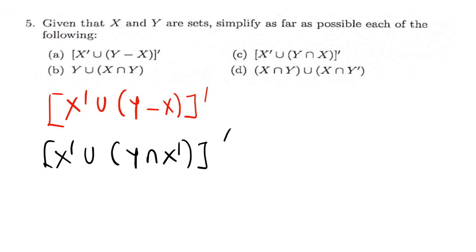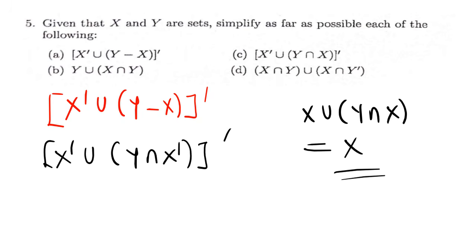Now there's something that you're supposed to know here. This is called the absorption law. So the absorption law, it's a law, you just have to know it. If I've got, let's say, x union y intersection x, the answer that I'm just going to have is x. It is also true if, this time around, this is x, this is y, then I've got a y there.